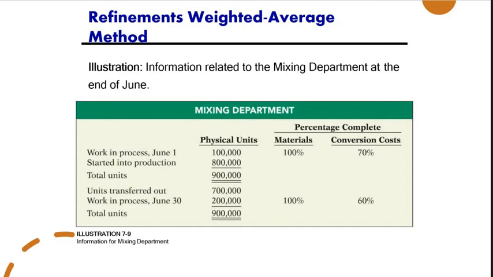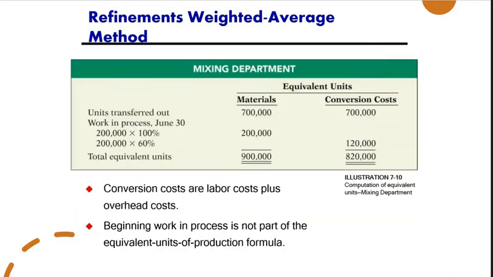Yun yung kanina. So, the ending working process is fully completed as to materials, but only 60% complete as to conversion costs. Therefore, we need to make two equivalent units computations, di ba? One for the materials and another one for the conversion cost. Gaya ng nakikita nyong information. Ito. Yan. Okay, so tandaan nyo dyan guys ha, that beginning working process is not part of the equivalent units of production formula. Ang ginagamit na lang natin dito when we transferred it is the information na nakuha natin kanina to make two equivalent computations, one for the materials and one for the conversion cost.